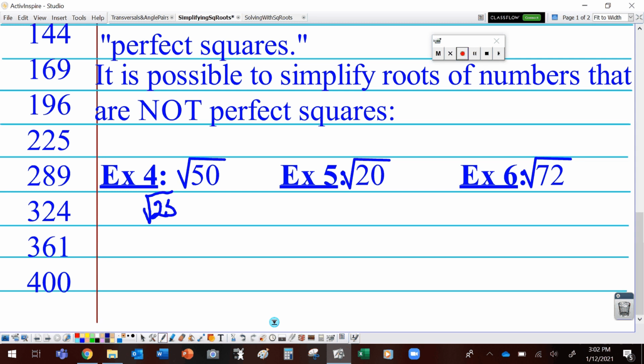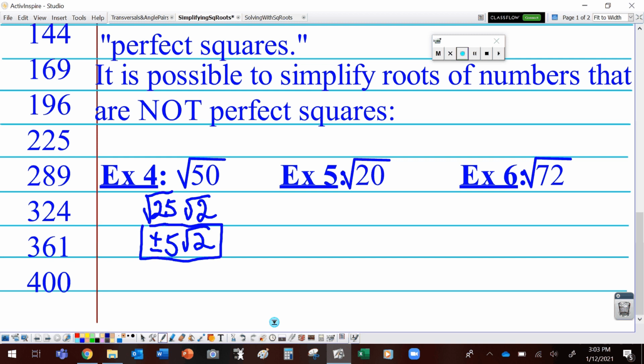Okay, so 25. And how many times does 25 go into 50? Well, it goes in twice. So I break it into the square root of 25 and the square root of 2. Now, the square root of 25 is plus or minus 5, so I'll bring that down. Now, 2 is not a perfect square. It doesn't have an integer root. So I'm going to leave that underneath that square root. And I'll have plus or minus 5 times the square root of 2. Okay, and this is the simplified form of the square root of 50.